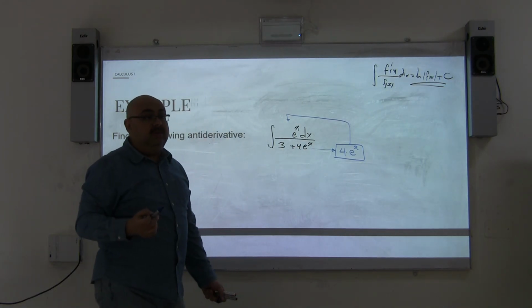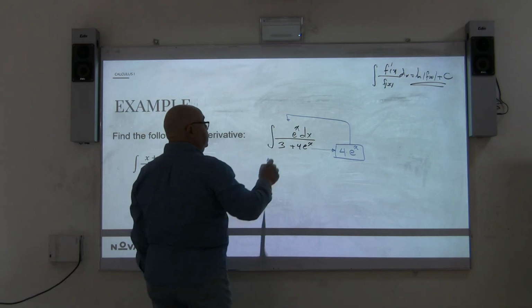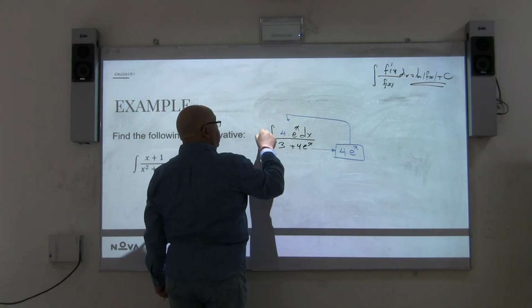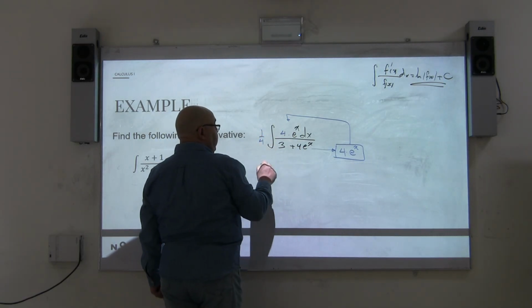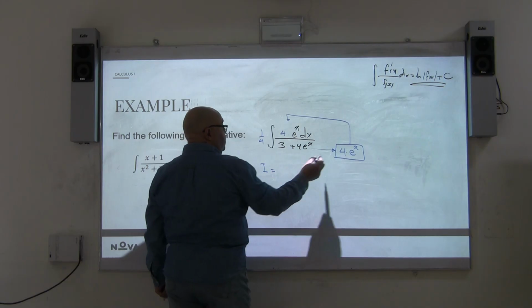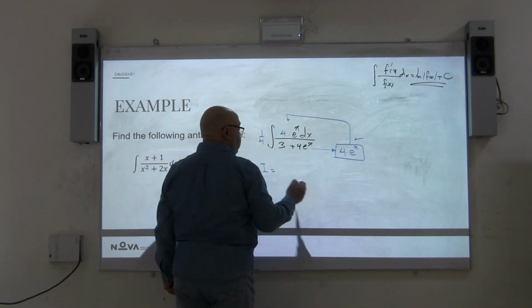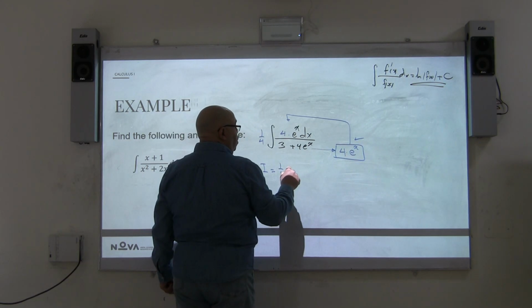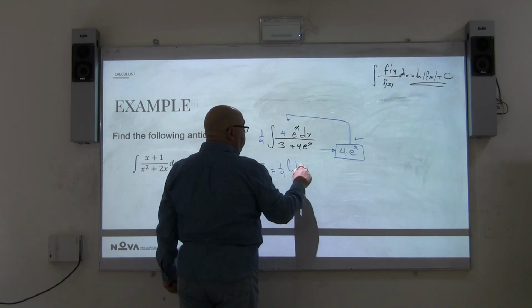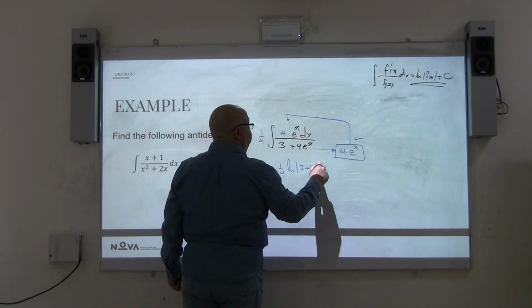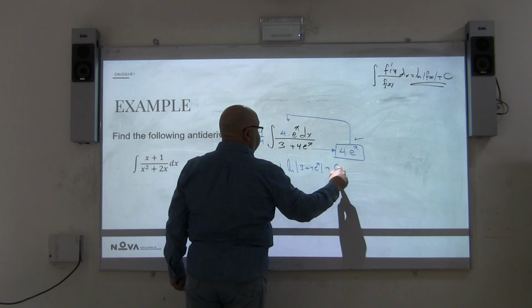So it's very, very simple. Once more, I will have to multiply by 4, then divide by 4, which is 1 over 4. And then the condition already exists, so I will have a quarter of ln of 3 plus 4e to the power of x plus a constant.